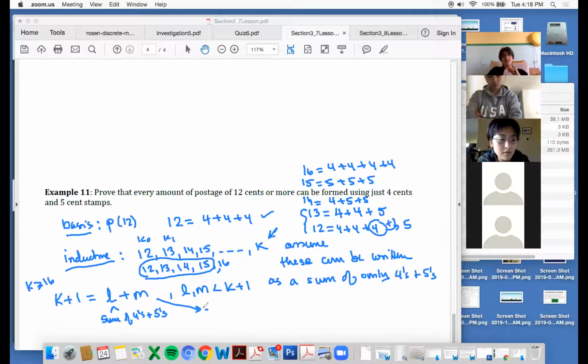And this can be written as the sum of 4s and 5s. Okay, and because they can both be written as a sum of 4s and 5s, if you add them up, the whole sum is made up just out of 4s and 5s. Okay, so that's the end of it. That's the strong induction here. Okay, any questions on that one?